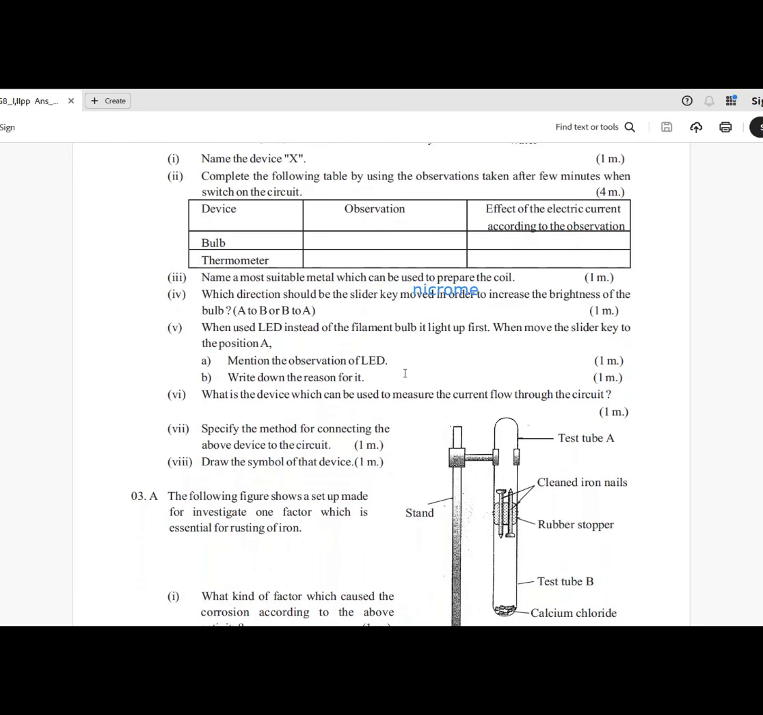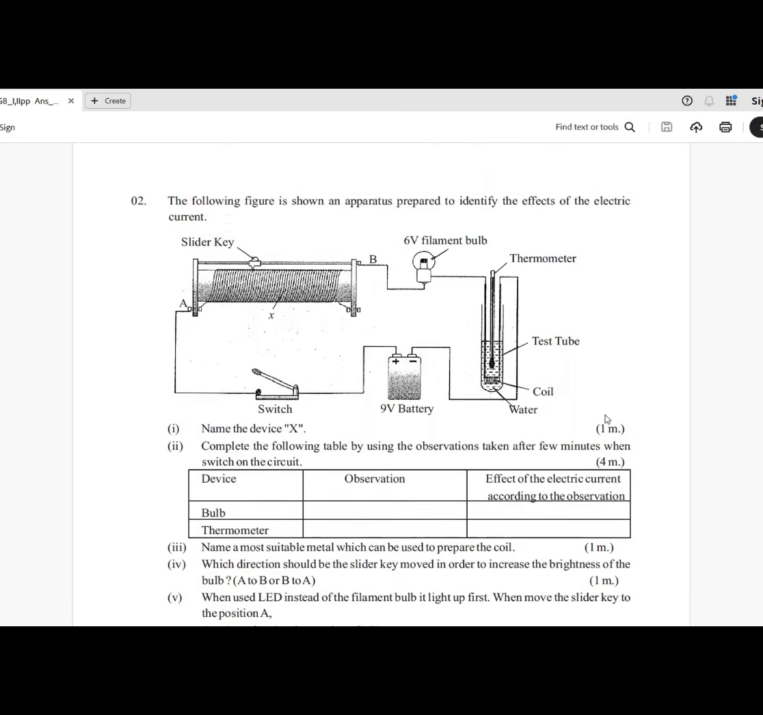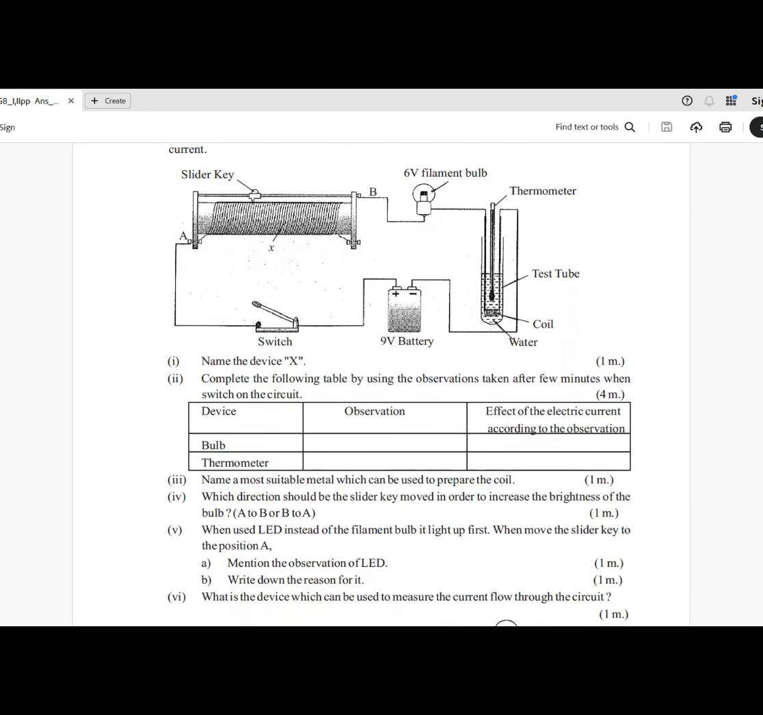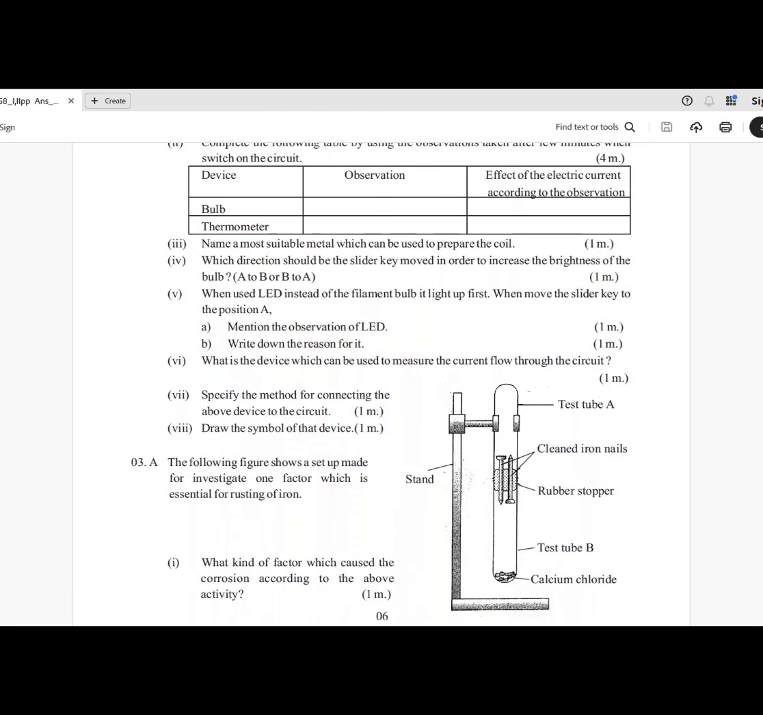Which direction should the slider key be moved in order to increase the brightness of the bulb? To increase the brightness of the bulb, we have to decrease the resistance that is given from the rheostat. Therefore, we have to move it from B to A. Then the number of turns that we are using in the rheostat will decrease. Then the resistance will decrease and the brightness will be increased. Answer, B to A.